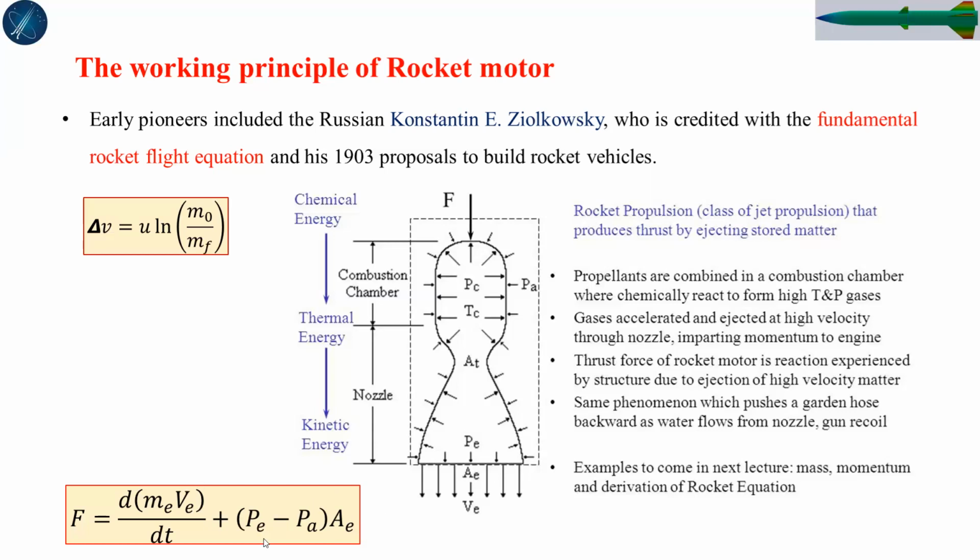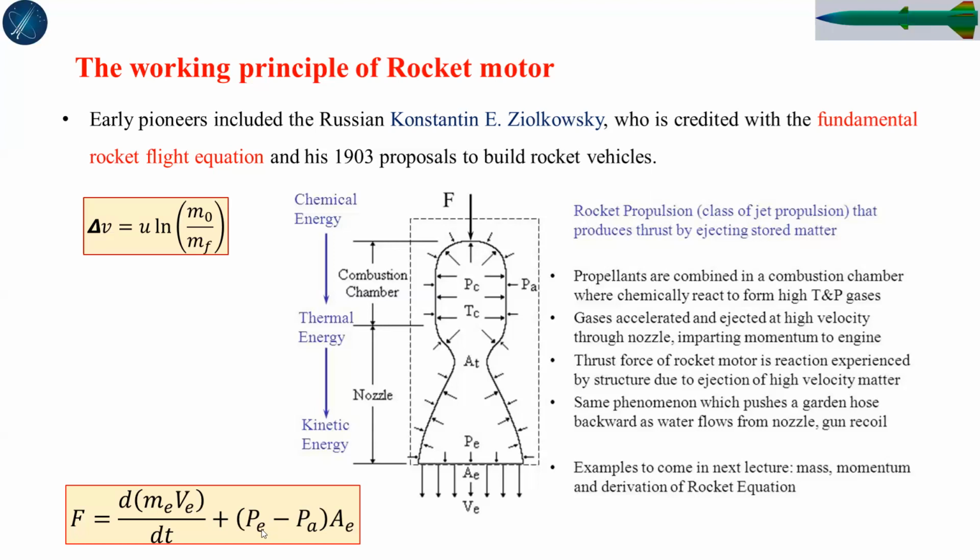That pressure component of force is related to the pressure at exit minus atmospheric pressure, times the exit area. So this is called pressure thrust, and this is called momentum thrust. So there are two components of thrust. Okay, so if atmospheric pressure and exit pressure are the same, then the pressure thrust component becomes zero, and that is known as the optimum expansion of the nozzle condition.